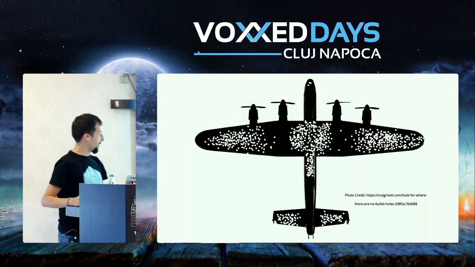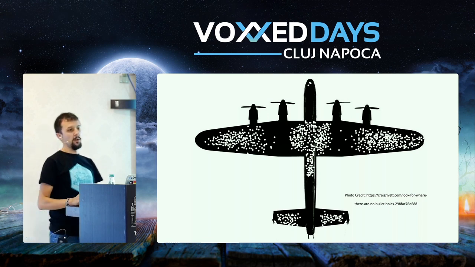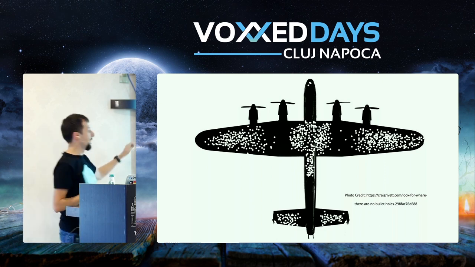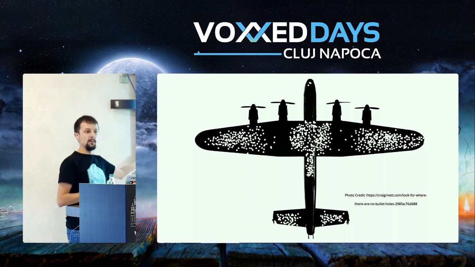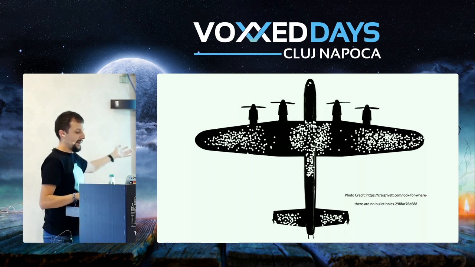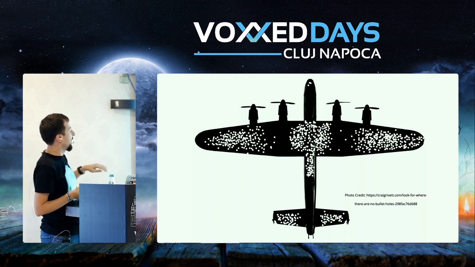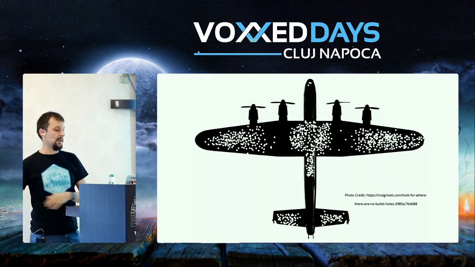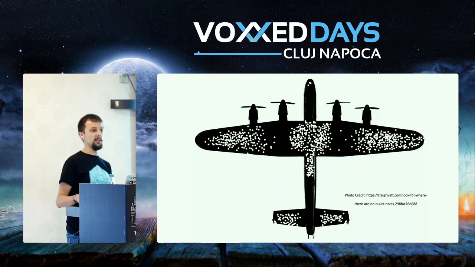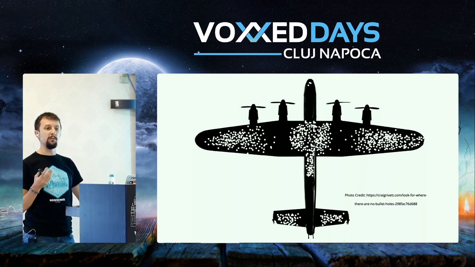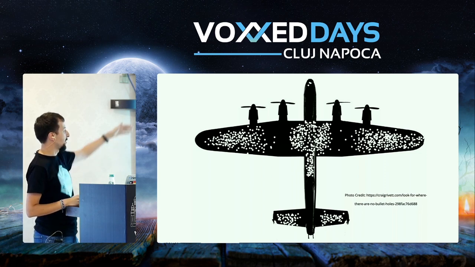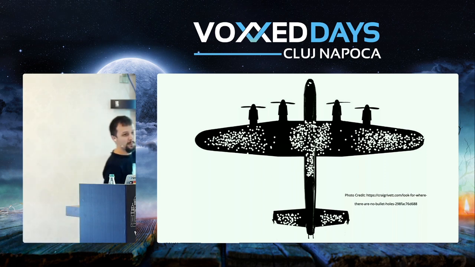In the Second World War, the British RAF was trying to figure out how to better armor their planes, right? And they were looking at all the planes that were coming back from battle, seeing where the bullet holes were in the planes. And they said, okay, we're going to armor these parts because this is where most of the bullets were. What they were missing from these statistics is the planes that were never coming back to base, the planes that were getting shot down. And those planes, of course, had the bullets in the engines and in the cockpit area.